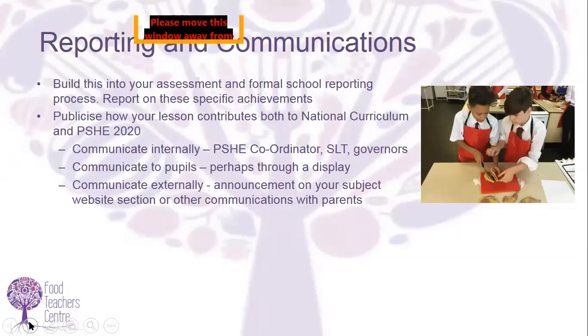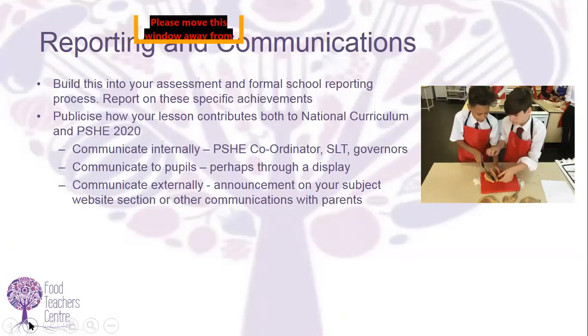So this is a good opportunity for you to reflect on what things you're assessing: end of year tests, end of key stage assessments, the school reports that you're writing, those formal reporting procedures that you have, and how far along the line you are in making sure that these are important outcomes that are assessed, and building this into our assessment processes so that you can report on these specific achievements.